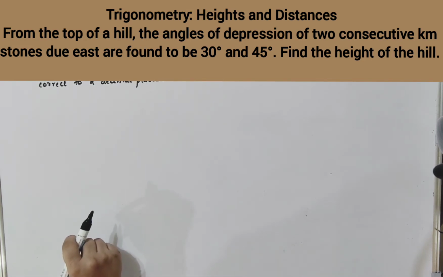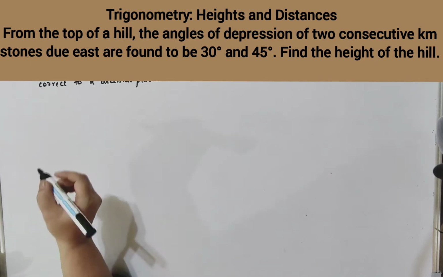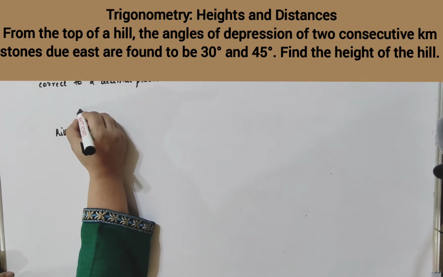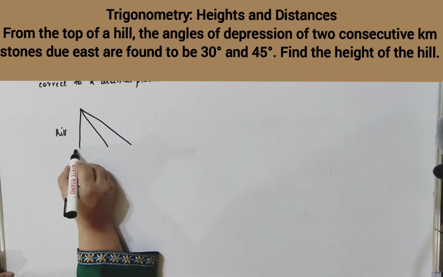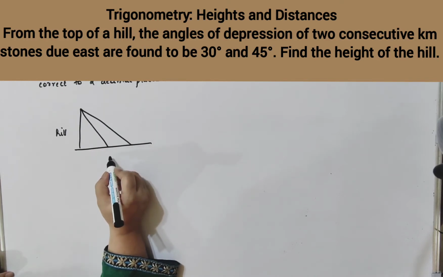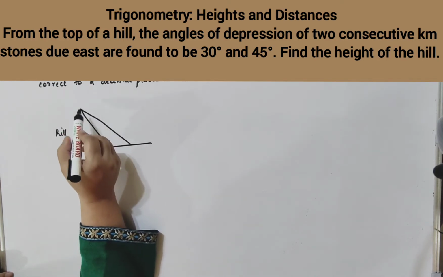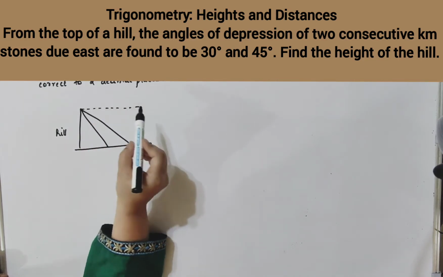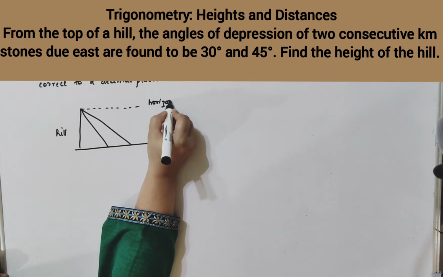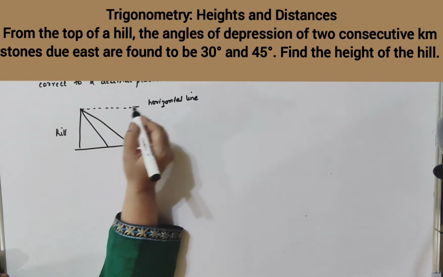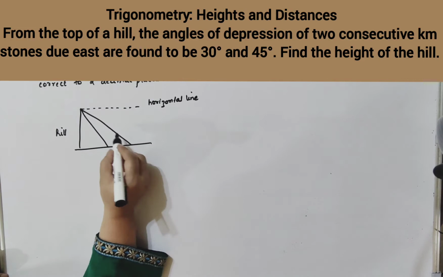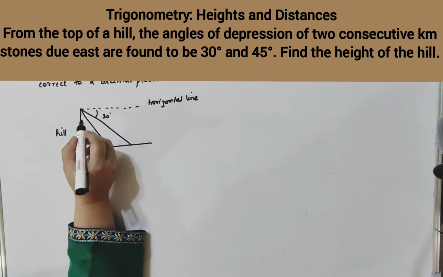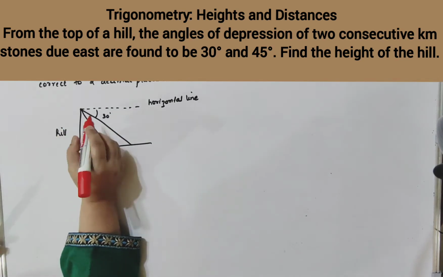So let's first draw the diagram. We have the top of the hill, let's call this the hill. From the top of the hill, the angles of depression are given. There are two angles of depression, one is 30° and one is 45°. Whenever there is an angle of depression, the first thing to remember is to draw a horizontal line. This is the horizontal line. From this horizontal line to the line of sight, it is 30°, and the second angle is 45 degrees.